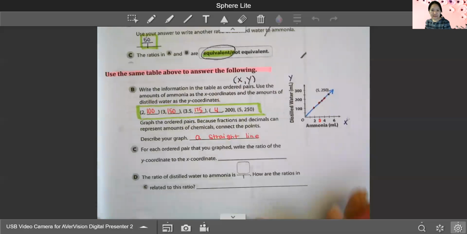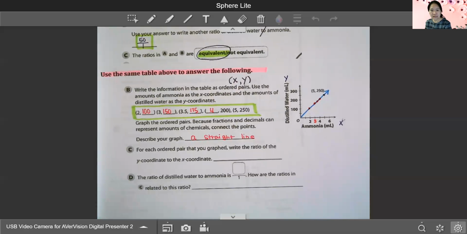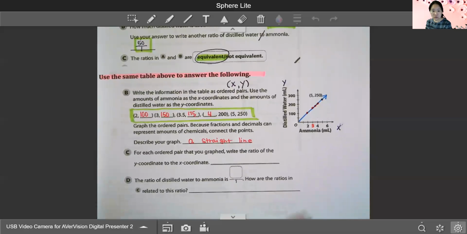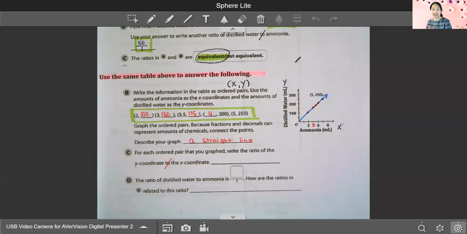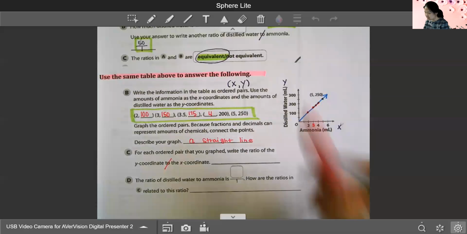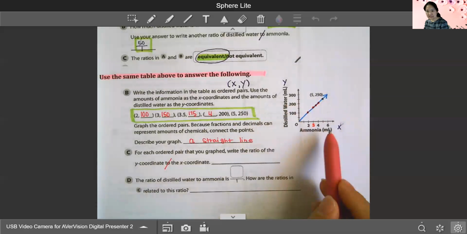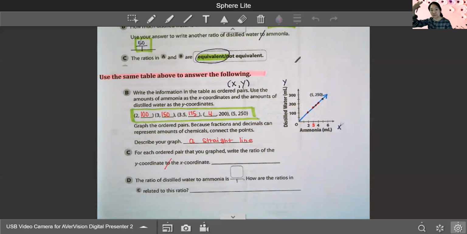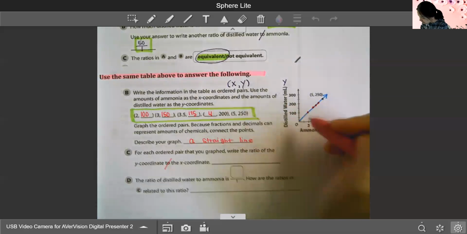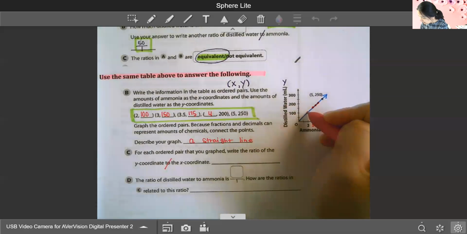Okay? All right, C, for each ordered pair that you graphed, write the ratio of y coordinate to x coordinate. Y is the distilled water, x is the ammonia. So just like the ones that we did above, they want the y first, x second as a ratio. So let's look at this point. Y is 100, x is 2.